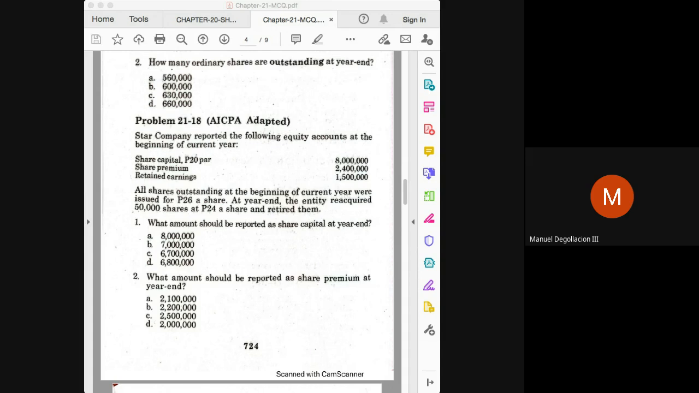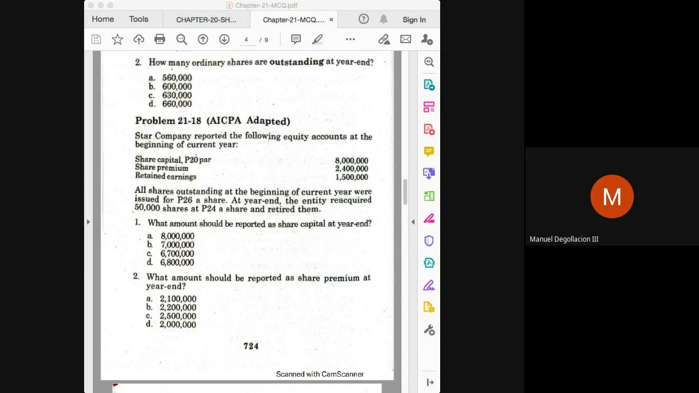Now, the entry there for the acquisition of the treasury shares would be debit treasury shares and credit cash 1,200,000. Treasury shares will have a normal balance of a debit, even though it's an equity account, technically a contra equity account. Its normal balance would be debit. Remember that treasury shares will be a reduction to your total shareholders' equity.